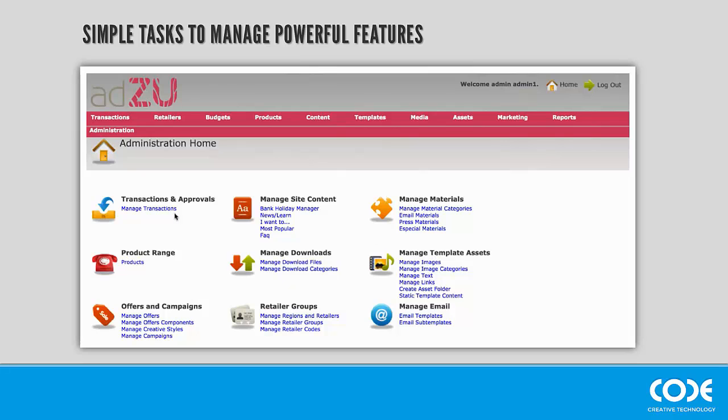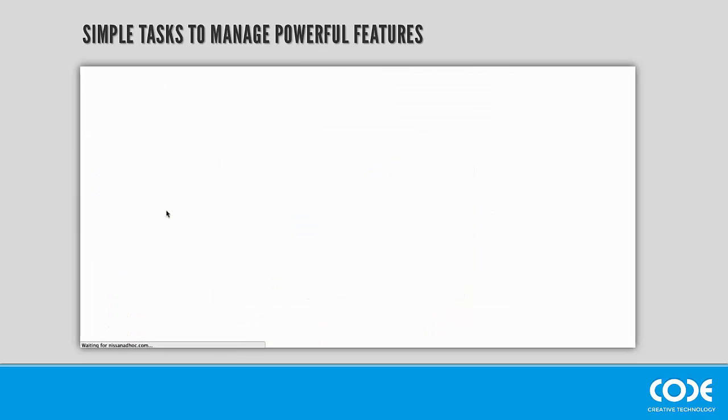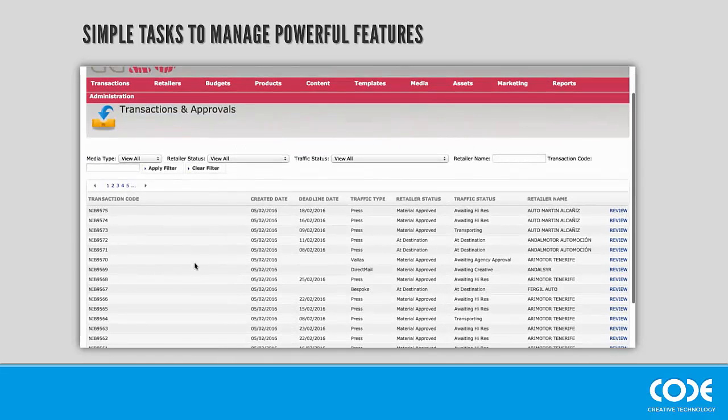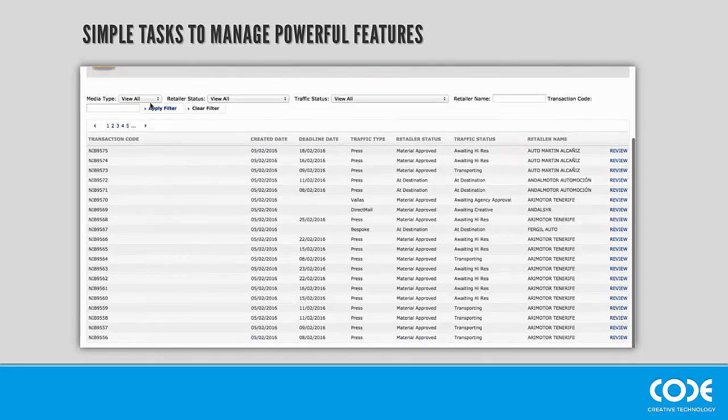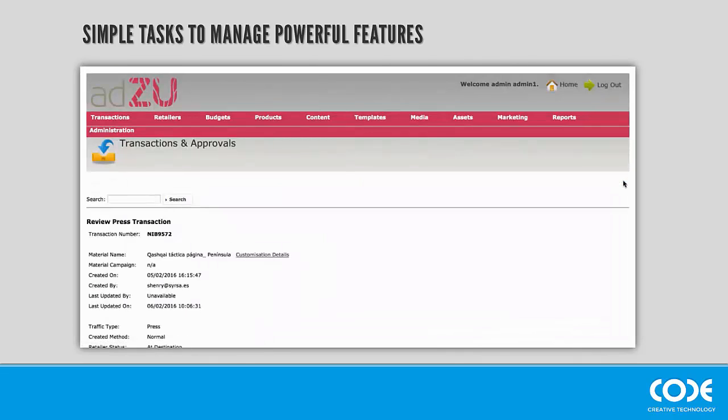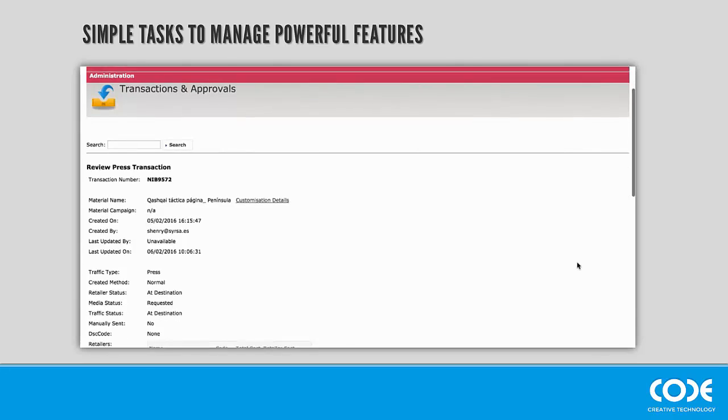So this is what the admin site looks like. There's lots of powerful function in here. So the first is how we manage transactions. So this shows all the activity which is running for a particular client. We can see the press ads. We can drill into these and see where it's running, the media.